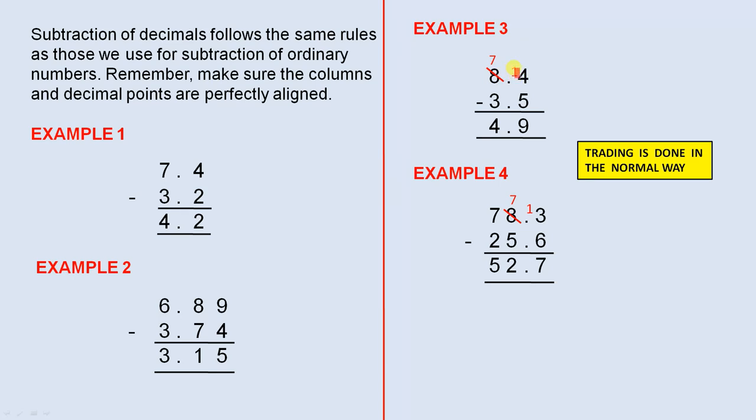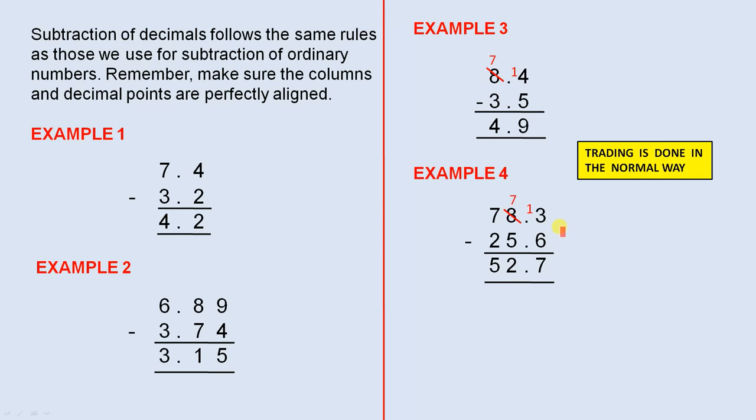And because we've borrowed here, we have to cross that out and make it a 7. Okay, you can't just trade without making the adjustment. So that 8 becomes a 7. So 14 take away 5 is 9, and 7 take away 3 is 4.